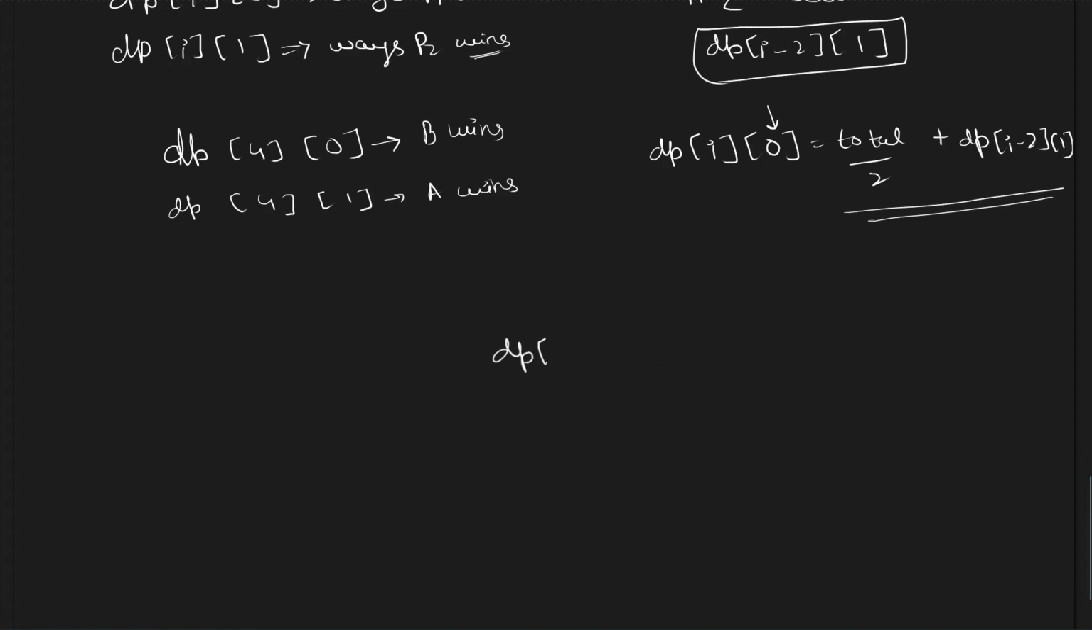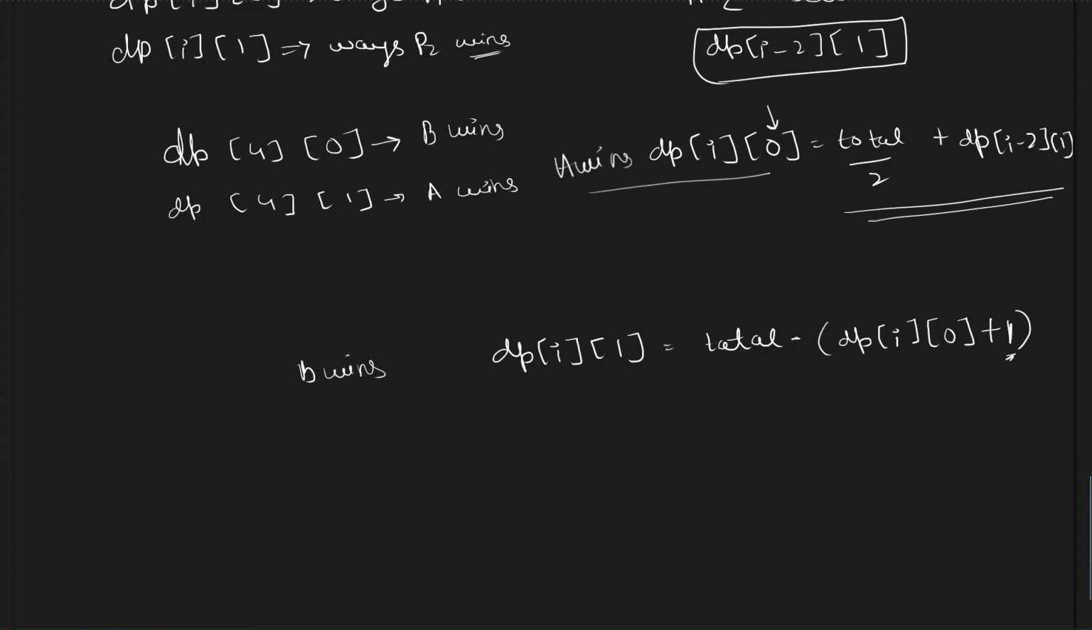The number of wins for player 2 would obviously be the total number of wins minus the number of times player A won, right? Plus 1. Why plus 1? Because there will be one match in which it was a draw. So this would be the value of dp of I1, and this would be the number of times player B wins. This would be the number of times player A wins. So we can pre-compute all of these values, and for any value I, we can just print dp of I0, dp of I1 and 1 as the answer, right?